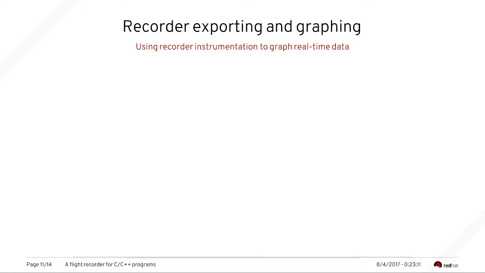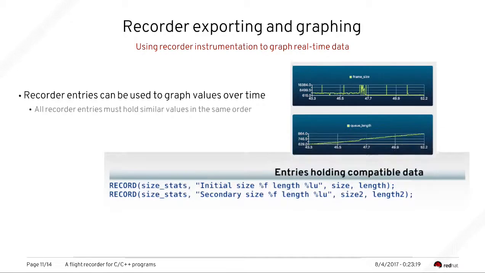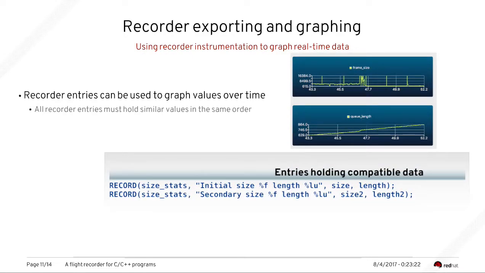So this lets you use the existing recorder instrumentation to graph real-time data. The recorder entries will be shown, as you can see on the right. All recorder entries must hold similar values in the same order for this to work well, because otherwise you cannot make sense of the graph.